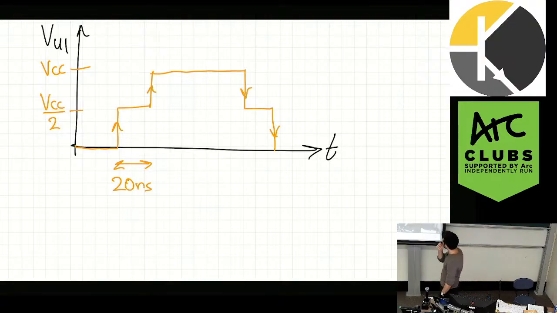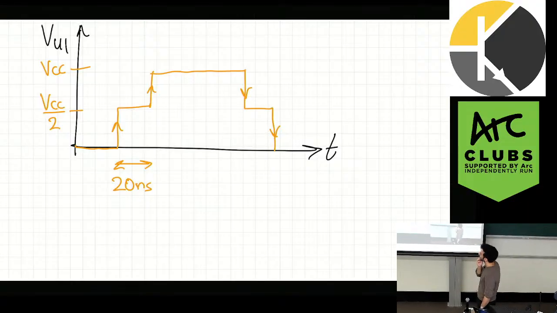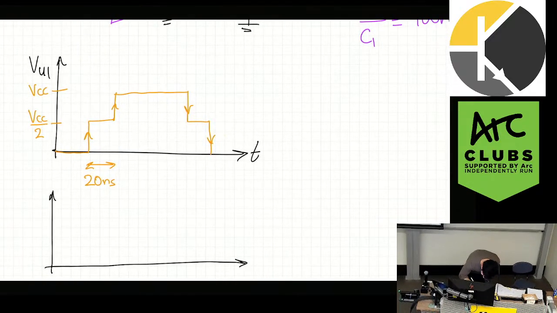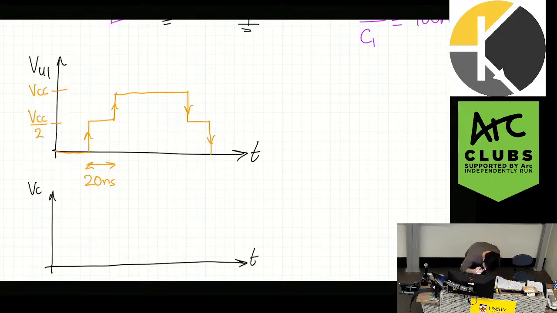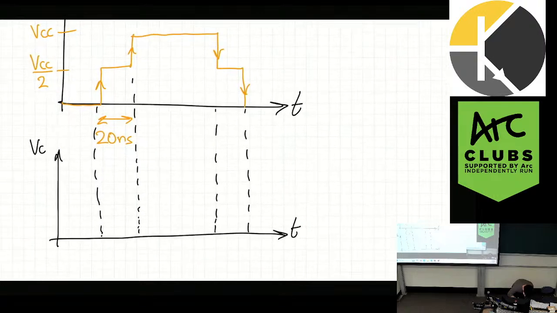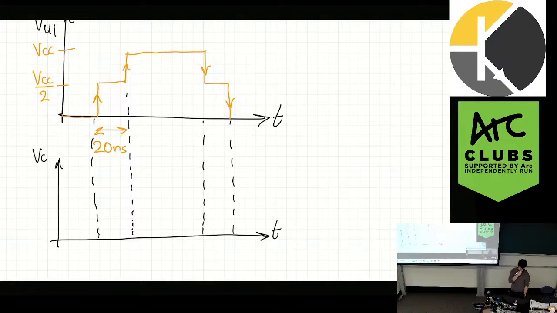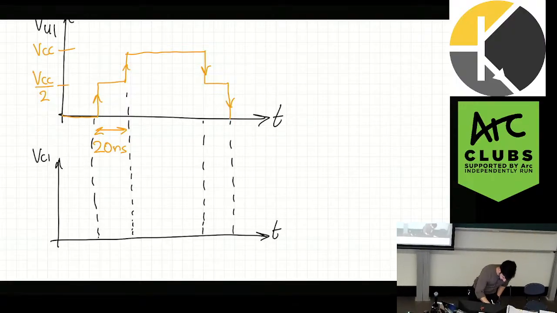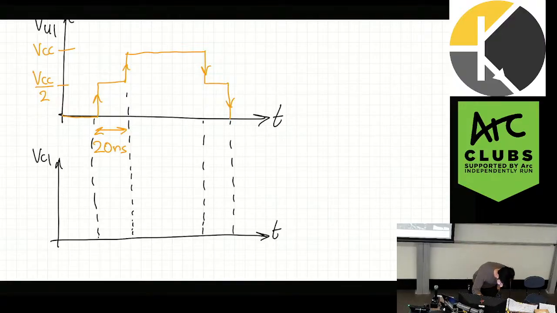But now comes a bit of a tricky part. What is happening to the charge? What is happening to the capacitor during that low to high transition? Let's draw underneath this the voltage across the capacitor. If I take this point, this point, this point, what voltage does it start at? The capacitor. This is the voltage across that decoupling capacitor, VC1. It's charged up to VCC.